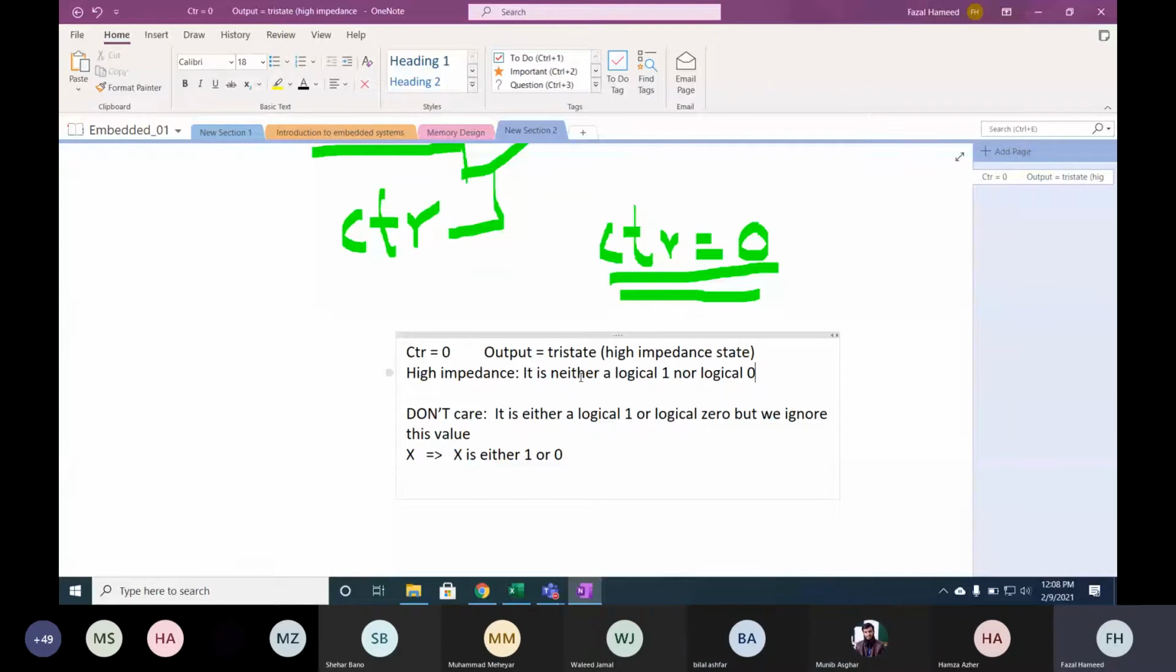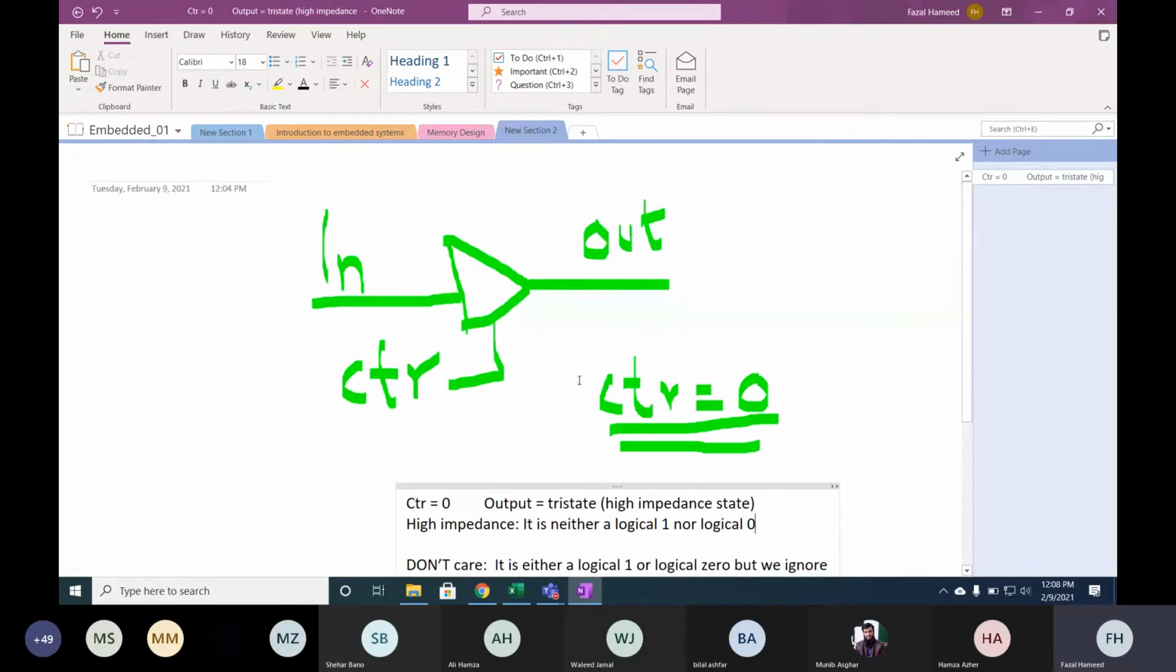It means there is no driver on the bus. These are logical 0 and logical 1. Did you ever work with a logical probe? If the value is 1, the LED is red; if it is 0, the LED is blue. But when there is no value, the LED is blinking. It means there is no signal, no value, neither a logical 1 nor a logical 0.